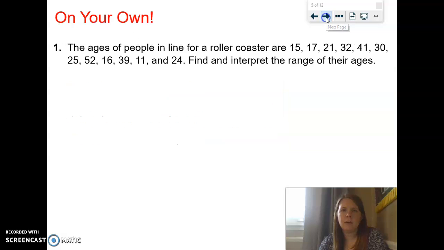Let's keep going. I want you to try this one on your own. Find the range and interpret it. Explain, what does this mean? This time you've got people who ride a roller coaster. Pick the largest and the smallest one, find the difference, and then interpret the range. Pause the video, solve this out, and when you come back, I will have the answer. Make sure you're pausing the video. Pause it now.